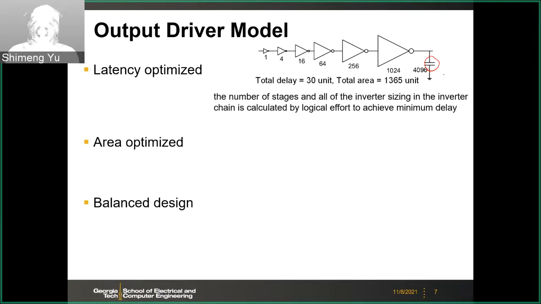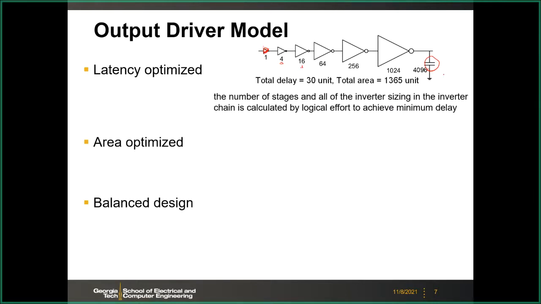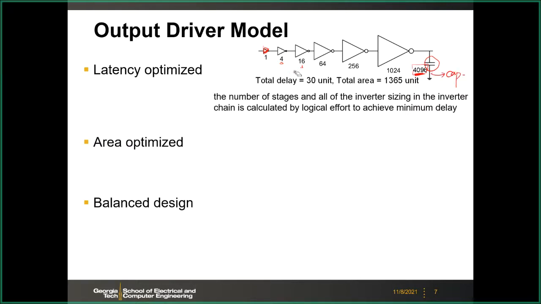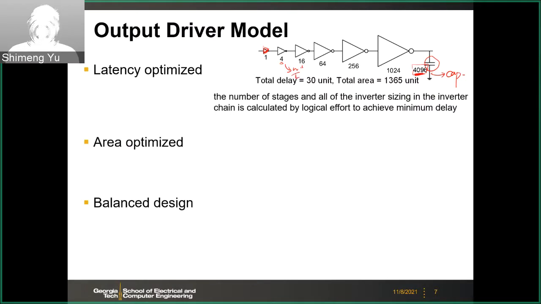So in this example, let's assume this 1 means the minimal sized CMOS inverter, like W over L equals 1 in a certain technology node. And then those numbers mean the corresponding area of those inverters. For example, 4 means W over L, equivalently, like 4. And the last number means the cap value. This number means the W over L, or the area.